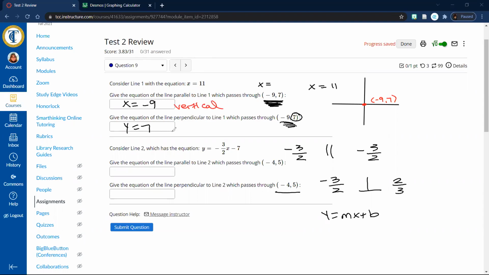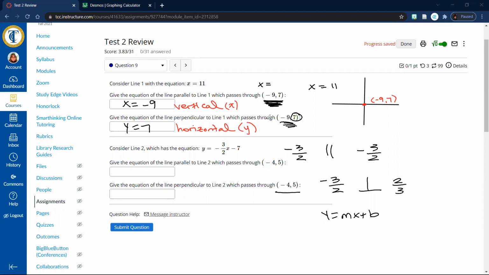Guys, remember if it's x equals, it's vertical. If it's y equals something, it's horizontal. So this is dealing with x, and this is dealing with y.